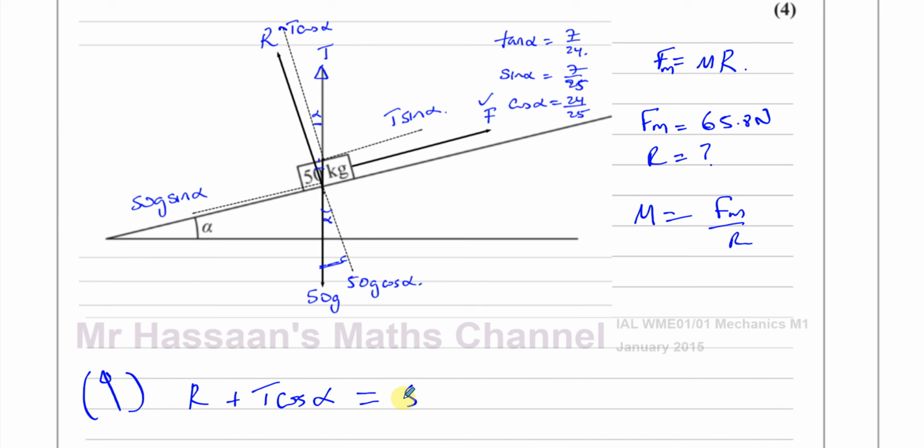So this is equal to 50 times G cosine alpha. Now we can find what R is. I know what T is already from the first part of the question. We just found T is equal to 255.